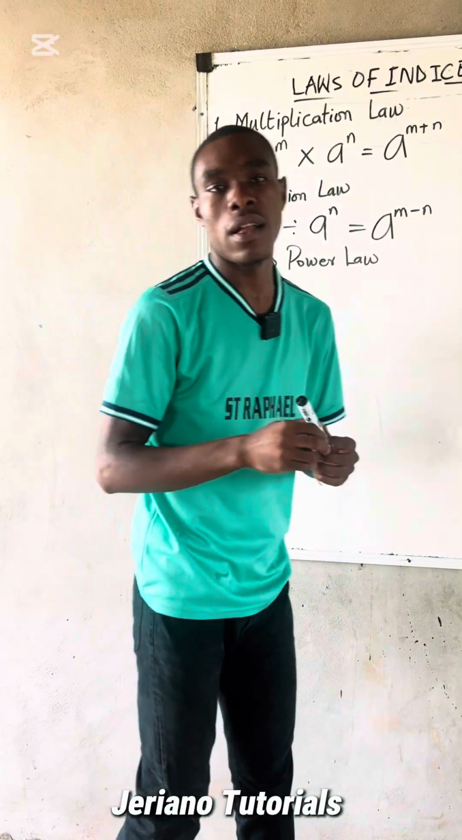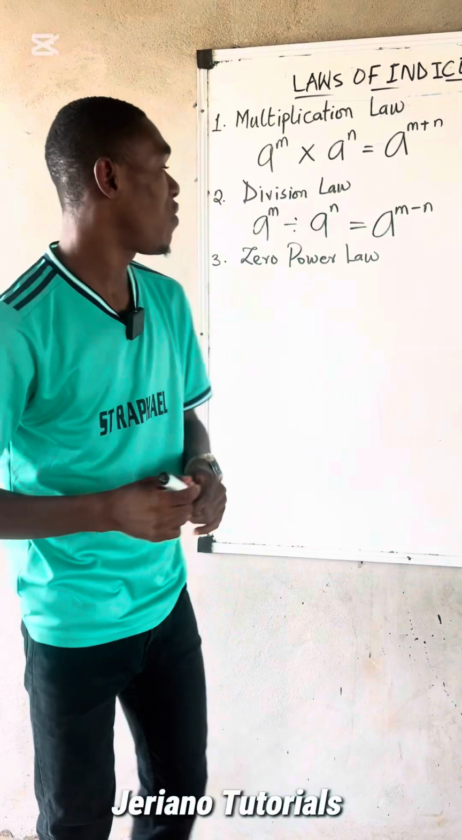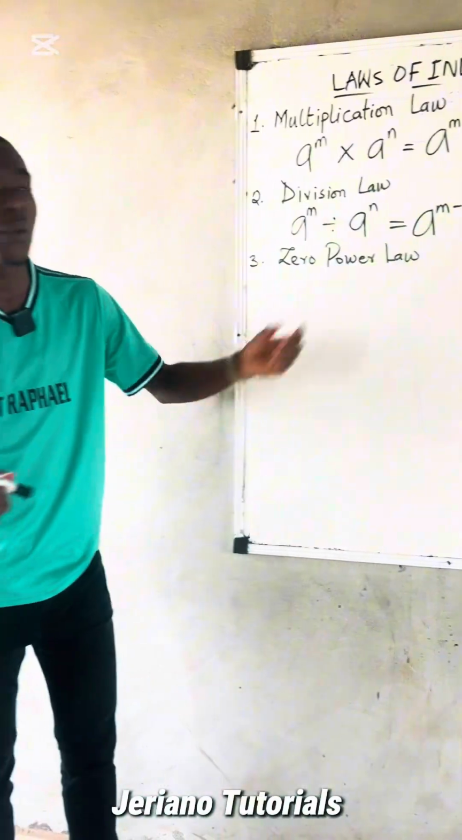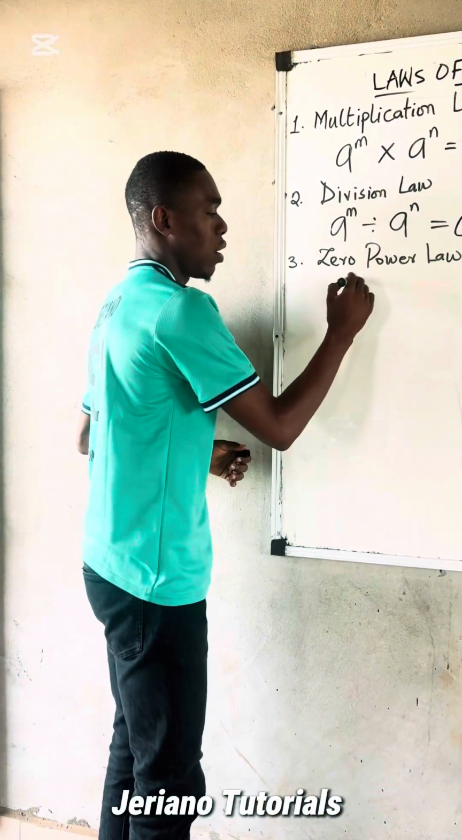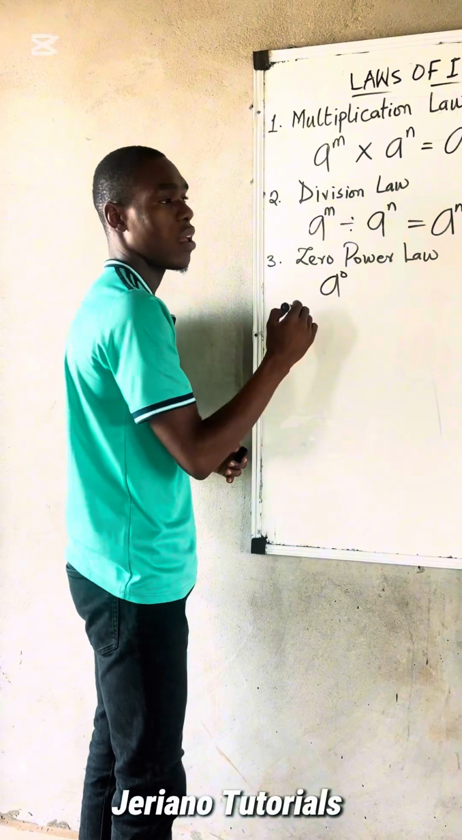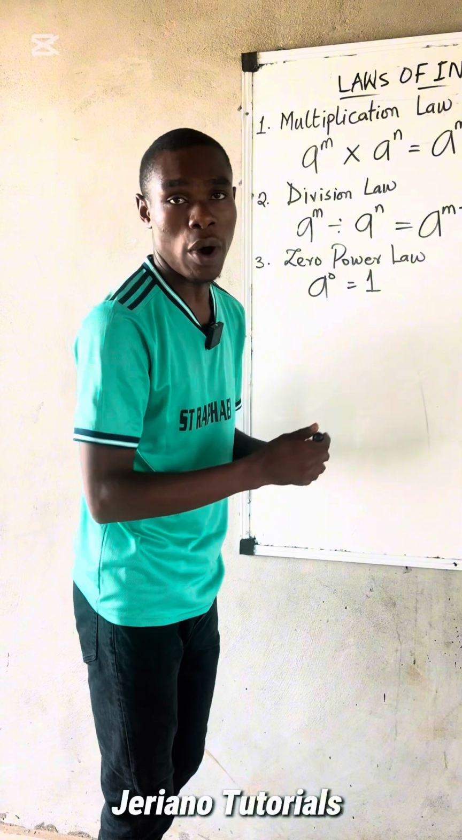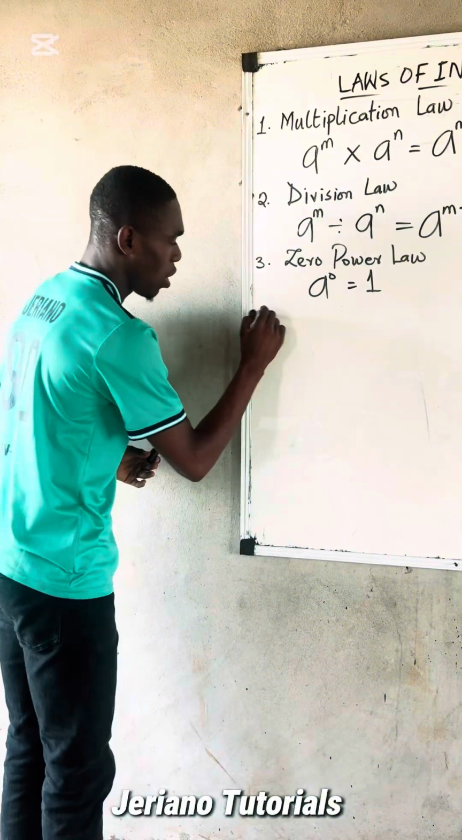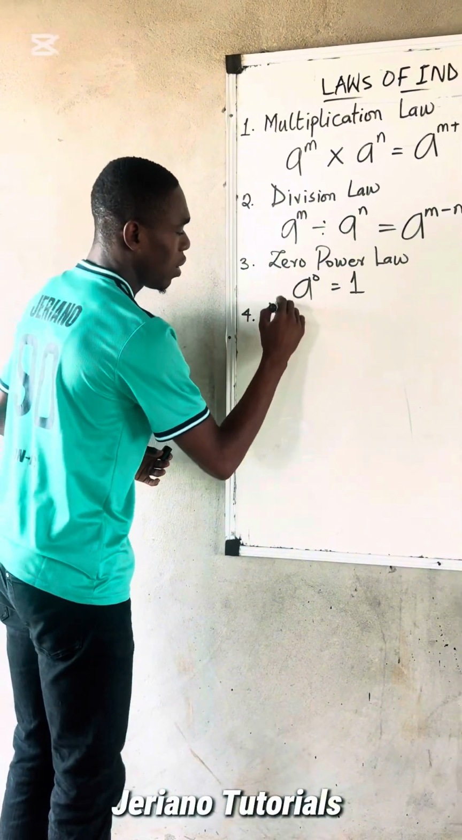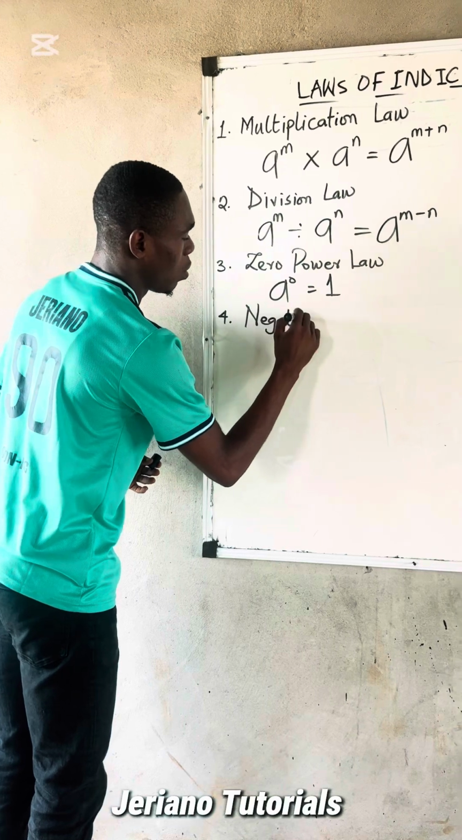where it states that everything raised to the power of 0 is equal to 1. Example, we're having a raised to the power of 0, that is 1. Even a million raised to the power of 0 is 1 as well. Now the fourth one, we have the negative power law.